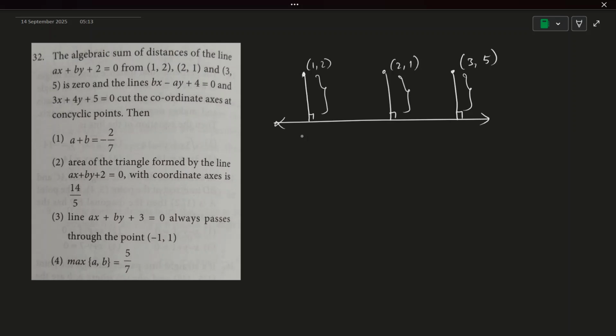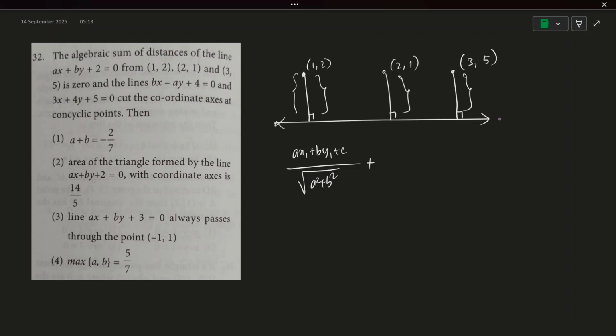Algebraic sum means, while finding the distance we use mod: mod of ax1 plus by1 plus c divided by root a square plus b square. So this is the perpendicular distance formula, right? When he says algebraic sum, we shouldn't use the modulus. Just write the formula without mod. The same formula is used for all three points.